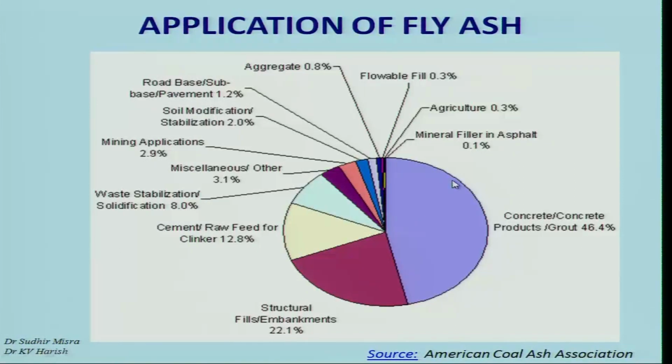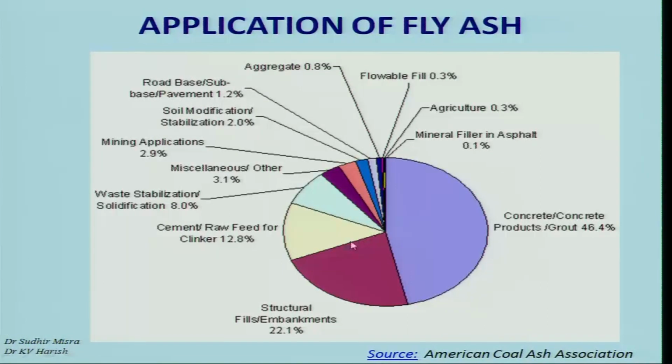What is shown in this figure is a pie chart, where the shaded area indicates the application of fly ash for a specific purpose. If you take the violet or light blue color, what you find is that for concrete, concrete products or use as a grout material, typically out of 100 percent, 46.4 percent of the fly ash can be used for such applications. Likewise, the second biggest shaded area is this region, and you find that fly ash can also be used for structural fill purposes, and primarily these are used in embankments. Typically, this accounts for approximately 22.1 percent.